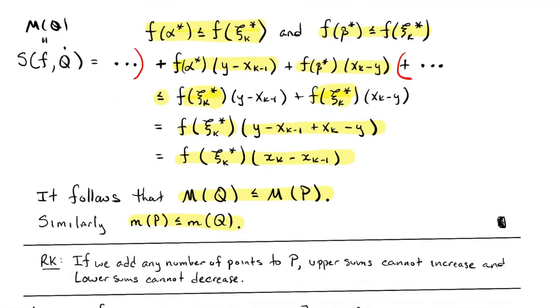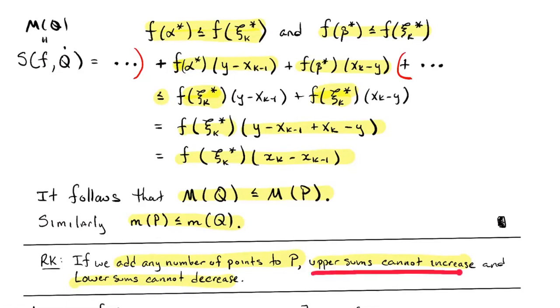I'm going to leave it to you to say, if you did this for any number of points, if you added any number of points to the partition P, the upper sums cannot increase and the lower sums cannot decrease. Adding points to a partition P, people usually call refining the partition. So when you refine a partition, you can only make the upper sums smaller and you can only make the lower sums bigger.